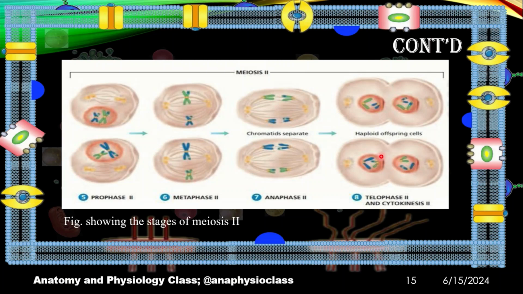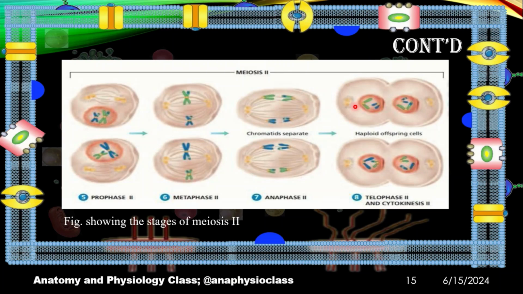Then the two daughter cells will be divided into 2 in telophase 2, where the nucleolus and the nuclear membrane will appear. Then the mitotic spindles will disappear, and that is what happens in meiosis 2, where 4 cells with a haploid number of chromosomes are produced.